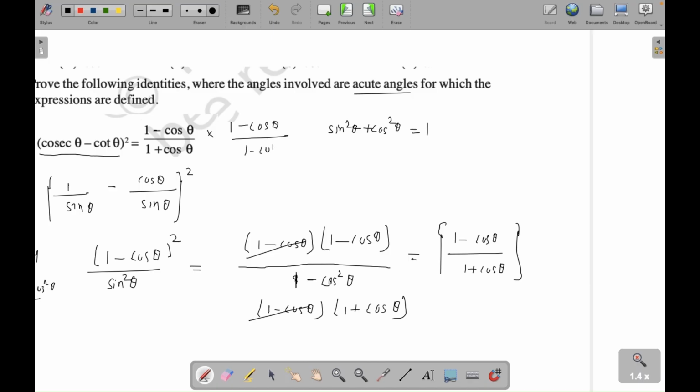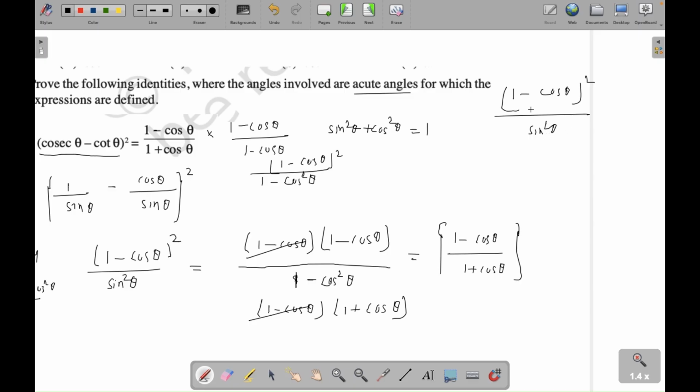So we'll multiply both sides with 1 minus cos theta and 1 minus cos theta. The first thing it does is it makes this a whole square. Second, we have 1 plus cos theta and then 1 minus cos theta, so we can write this in the form of 1 minus cos square theta, and the numerator becomes 1 minus cos theta whole square. Right? So 1 minus cos square theta becomes sin square theta, so we get 1 minus cos theta whole square upon sin square theta.